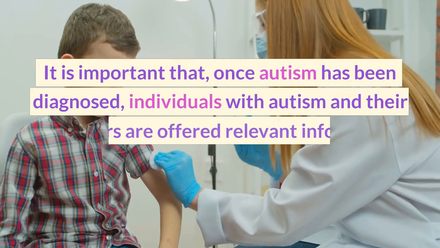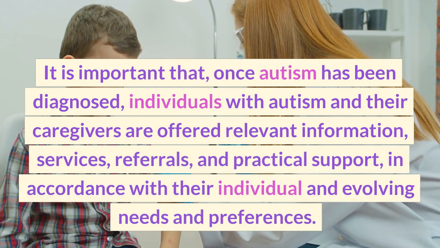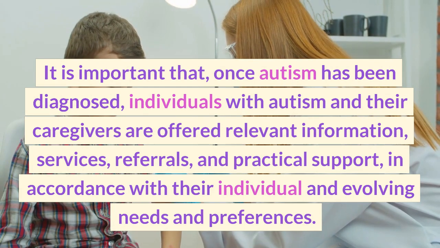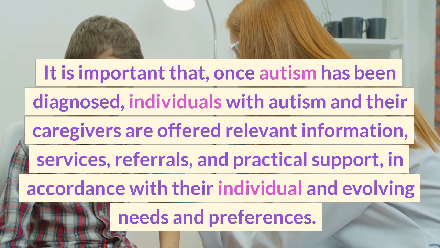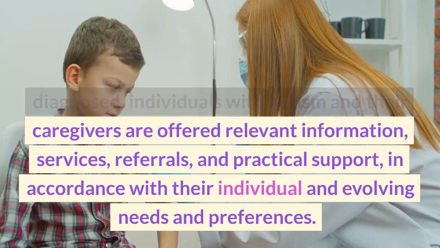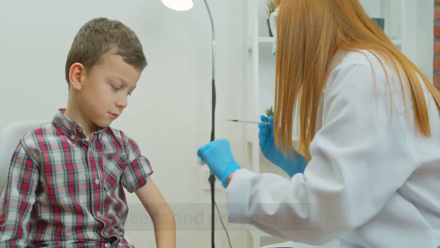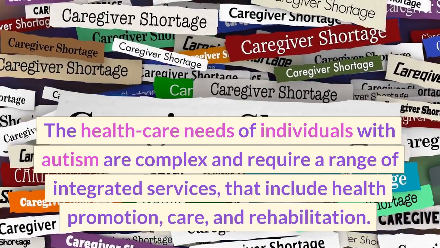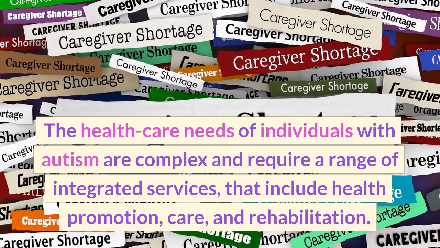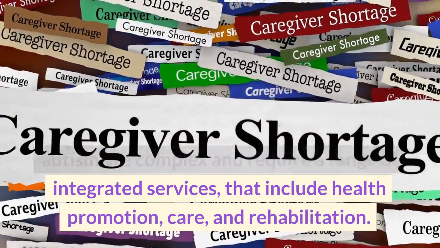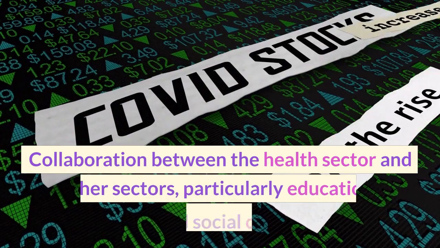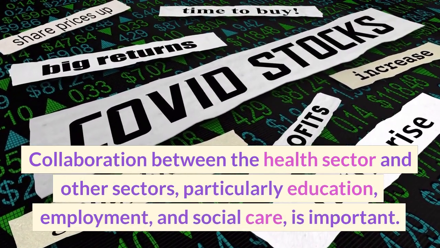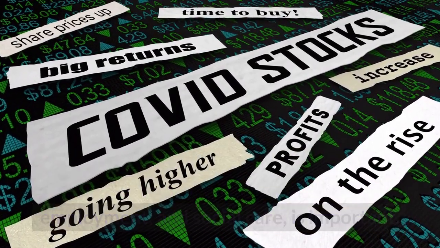It is important that, once autism has been diagnosed, individuals with autism and their caregivers are offered relevant information, services, referrals, and practical support, in accordance with their individual and evolving needs and preferences. The health care needs of individuals with autism are complex and require a range of integrated services that include health promotion, care, and rehabilitation. Collaboration between the health sector and other sectors, particularly education, employment, and social care, is important.